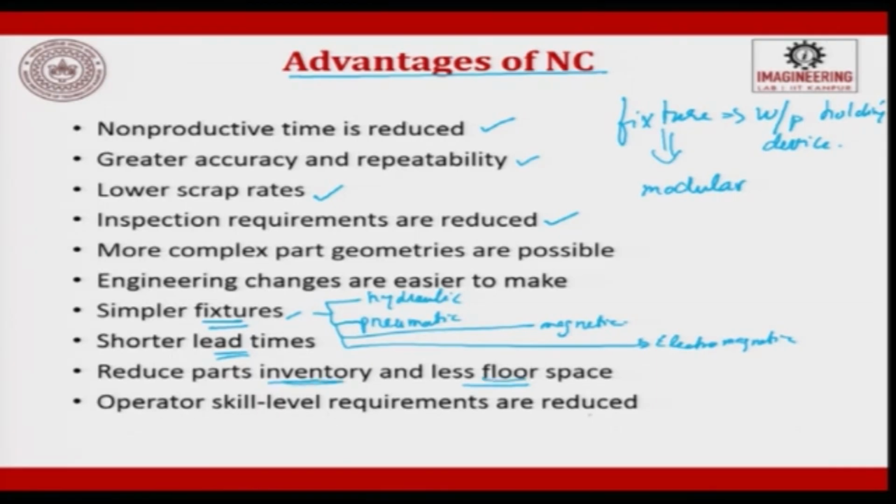Operator skill level requirements are reduced. Initially, we used to think of an operator who has a very high skill in setting it, aligning it to 1 micron accuracy. Today, it is not so, since all other things are inbuilt and it is pneumatically and hydraulically controlled. So, the skill level of the operator has also gone down for making complex parts. These are some of the major advantages of NC machines.